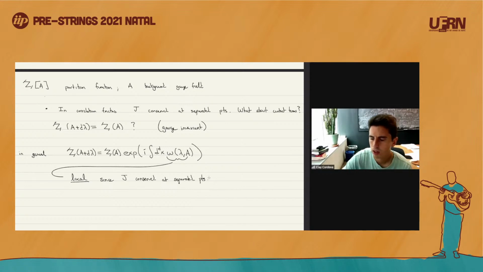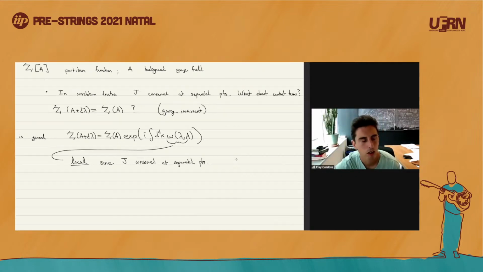So remember, contact terms in the effective action, by which I mean local functions of the sources, give rise to delta functions in correlation functions, so coincident point corrections. And we know that we have a good global symmetry in this discussion, so we know that J is conserved at separated points. So what we know from that is the kind of error that we're allowed to make when checking gauge transformations is always of this general form, something local in the source and the gauge transformation parameter.